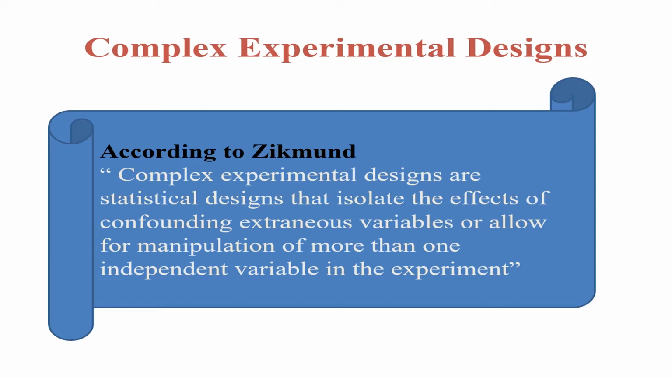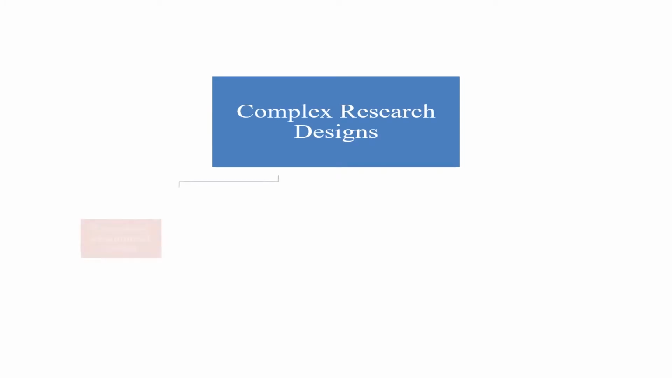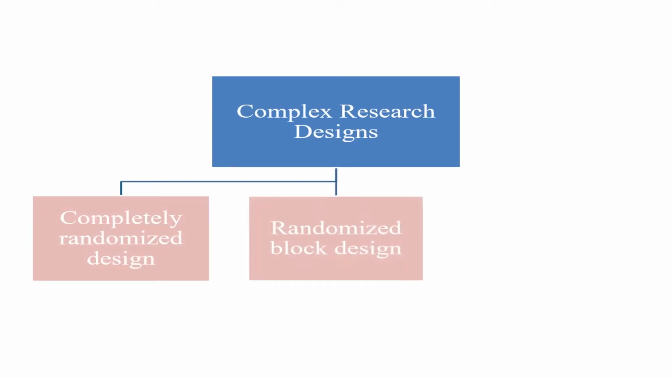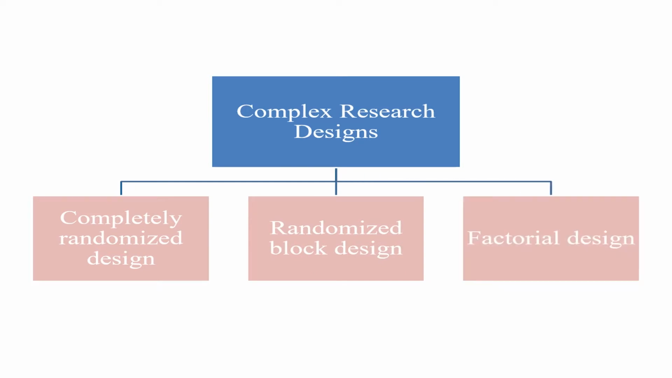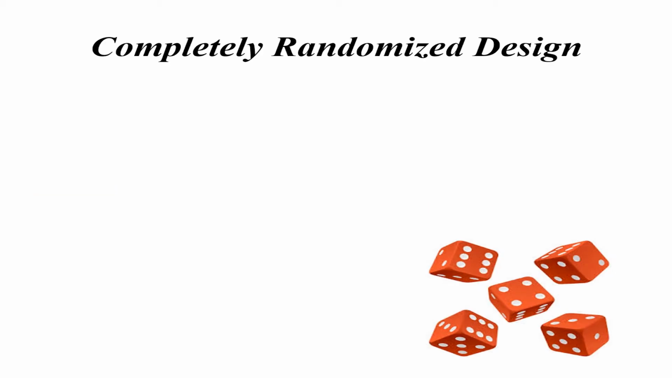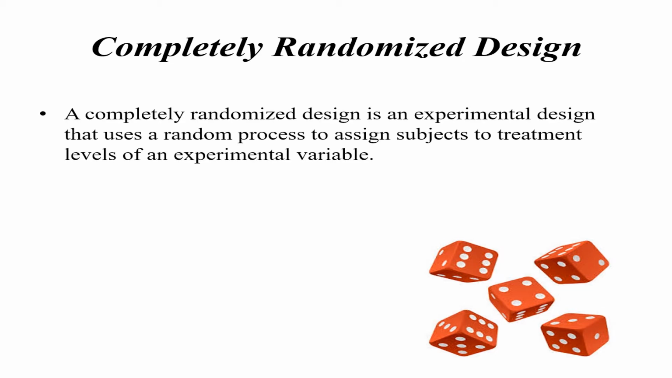There are three major types of complex research designs: the completely randomized design, the randomized block design, and the factorial design. Let's first discuss the completely randomized design. A completely randomized design is an experimental design that uses a random process to assign subjects to treatment levels of an experimental variable. Randomization of experimental units is a researcher's attempt to control extraneous variables while manipulating the potential causes.